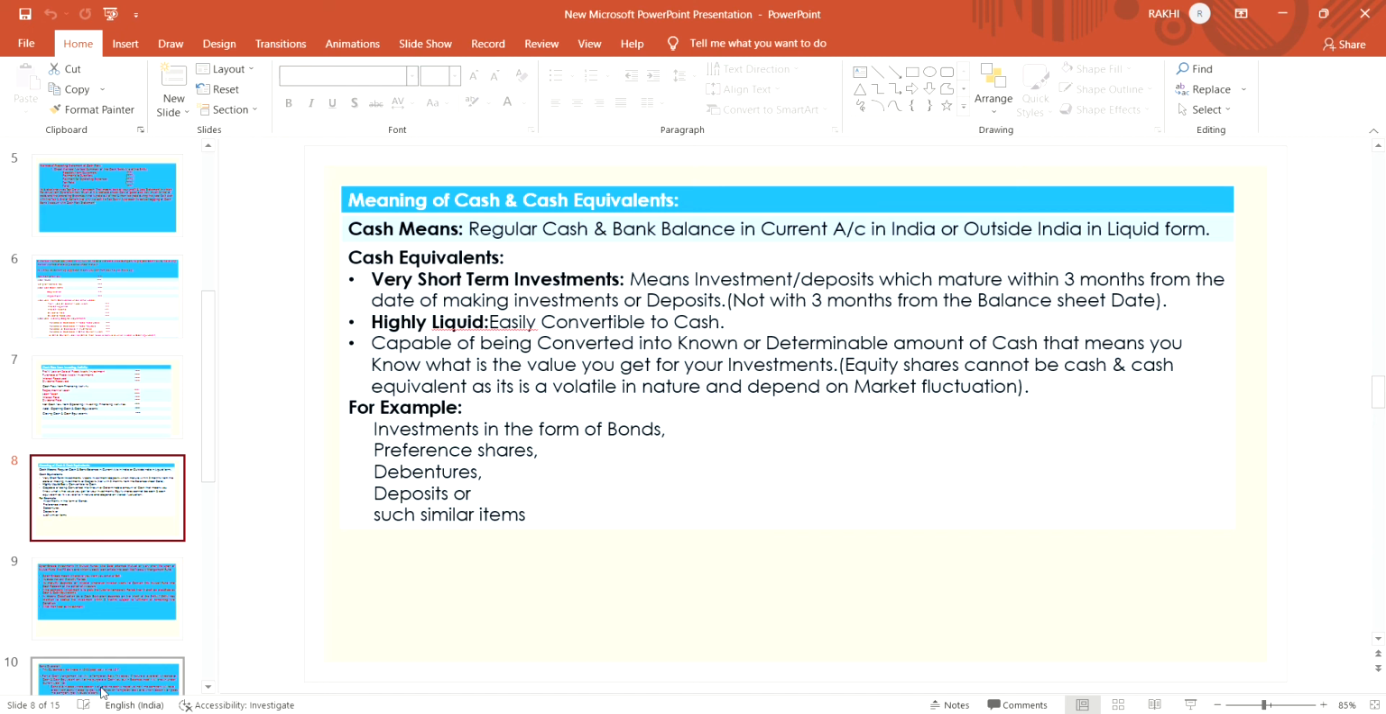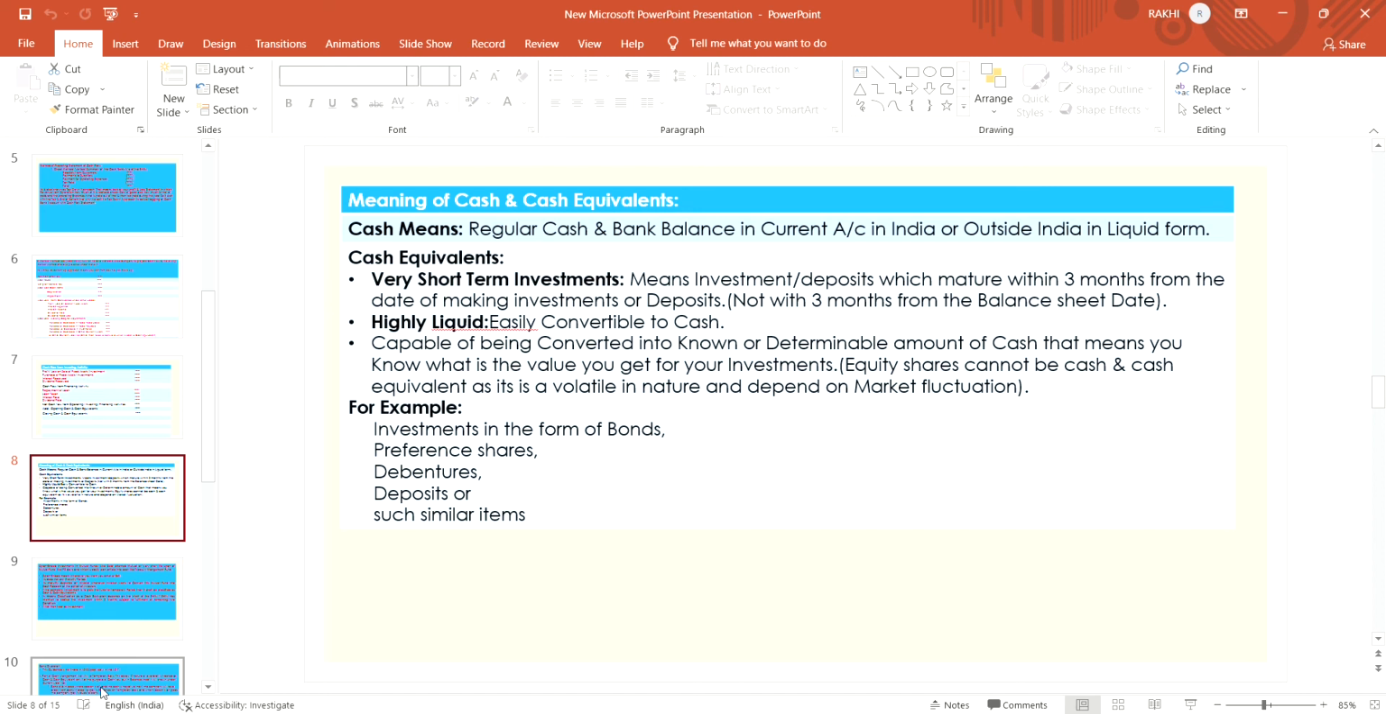Suppose the date of making investment or deposit is 1st January 2022, and the balance sheet date is 31st March 2022. And the date of maturity of that investment is, suppose, 30th April 2022. Now, how will we check whether it is cash equivalent? We will check from the balance sheet date or from the date of making investment?